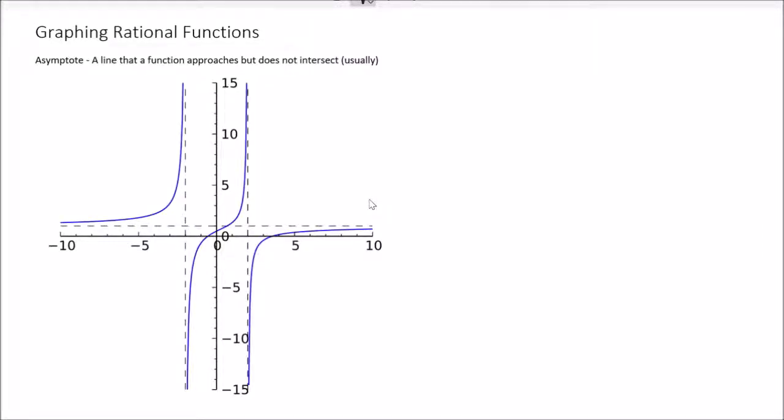Today we're going to graph rational functions. This is something we've looked at a little bit. We saw this in the previous unit. We called it the reciprocal function, functions like 1 over x. And you may remember that when we sketched those, they made a shape like this.